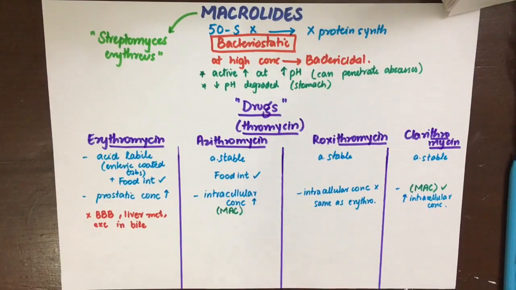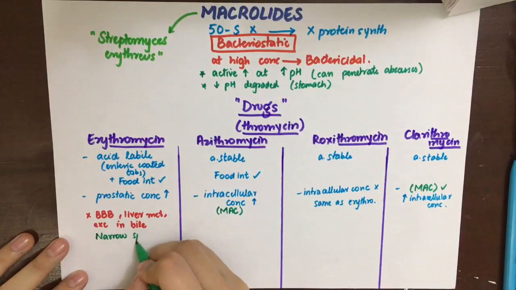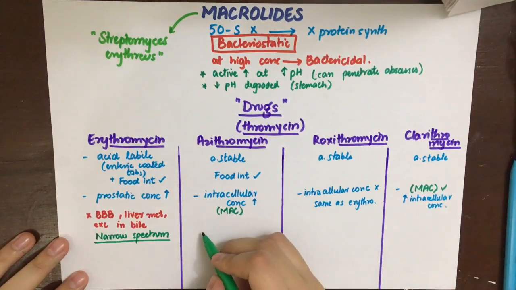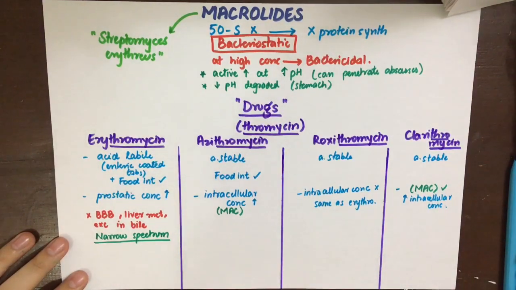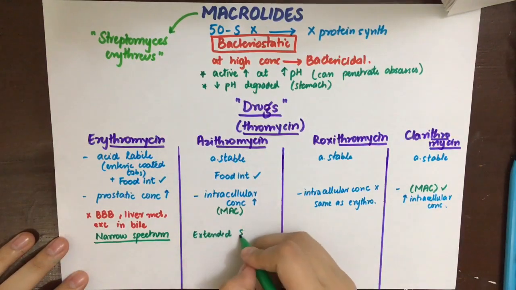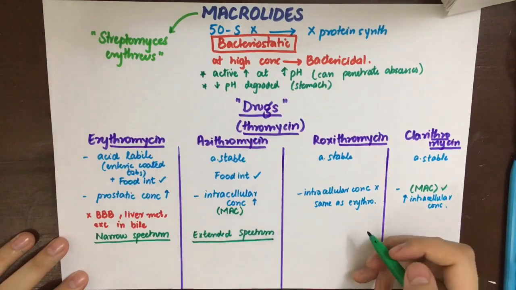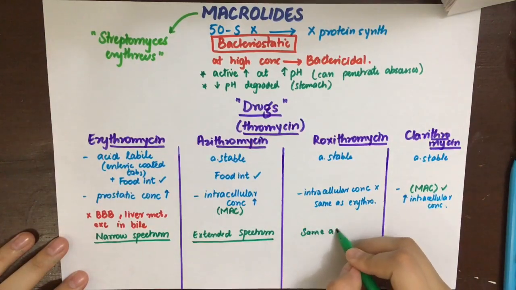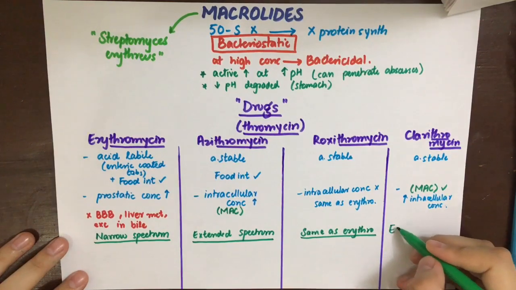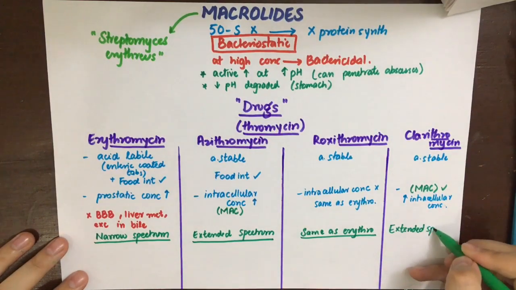Coming to the antibacterial spectrum of macrolides, erythromycin has a narrow spectrum of activity and is active against gram-positive cocci such as Strep pyogenes and Strep pneumoniae, gram-negative cocci such as Neisseria gonorrhoeae, and Clostridium perfringens, diphtheria and listeria gram-positive rods, also Mycoplasma, Legionella, C. trachomatis, and Bordetella pertussis, but not effective against Bacteroides fragilis.